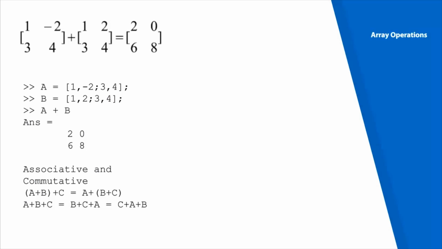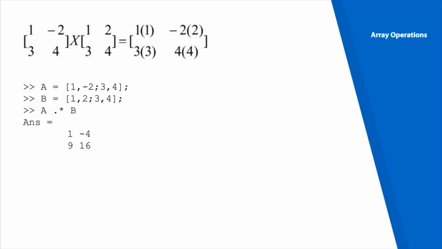Array addition and subtraction are associative and commutative. So basically (A plus B) plus C is equal to A plus (B plus C), and A plus B plus C is equal to B plus C plus A and C plus A plus B, that we are all aware of. Now let's talk about something interesting, that is element by element multiplication.